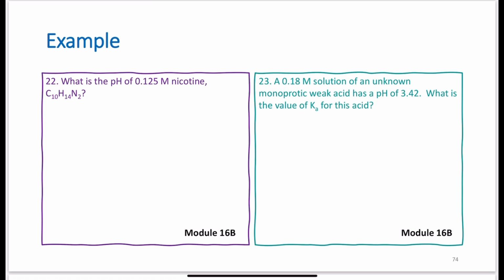Number 22, what is the pH of a 0.125 molar nicotine solution? I need to recognize that nicotine is a base. How do I know it? I see this nitrogen right here, and this is not a salt. It's clearly not a salt. I don't have an anion, a counter anion here to balance our charge. Okay, so it's definitely not a salt. It also does not have a positive charge on it. Therefore, I can tell very quickly this must be a base.